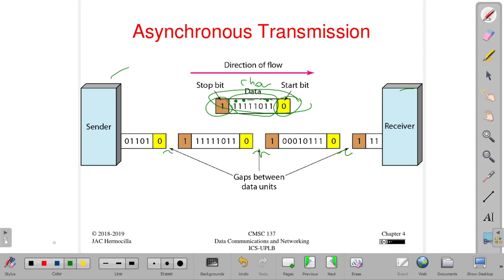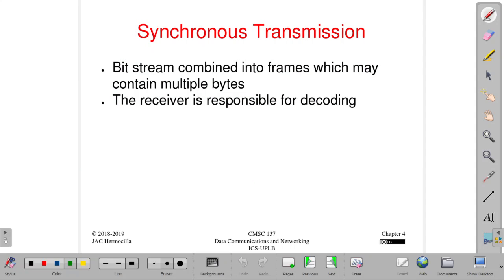Remember, for example, we have USB, universal serial bus. USB uses serial transmission to transfer data, and this one is asynchronous. So the main idea here is to use start and stop bits to mark the start and end of a character.